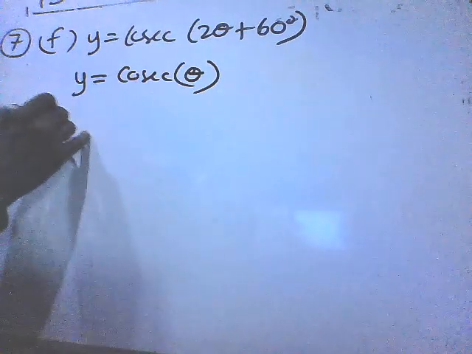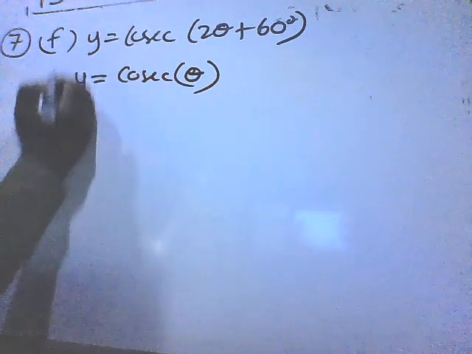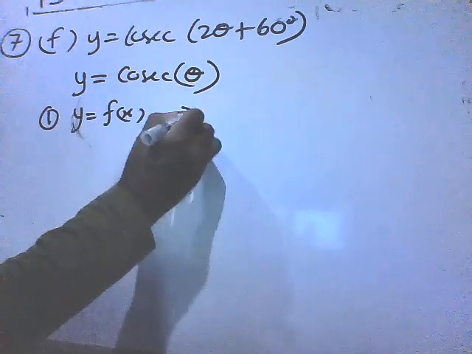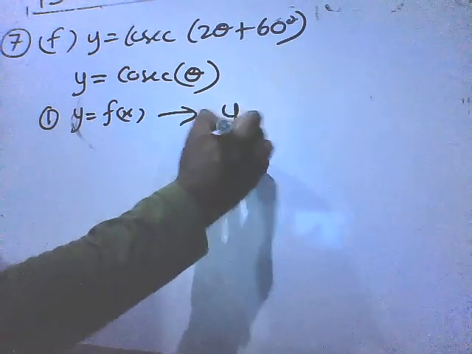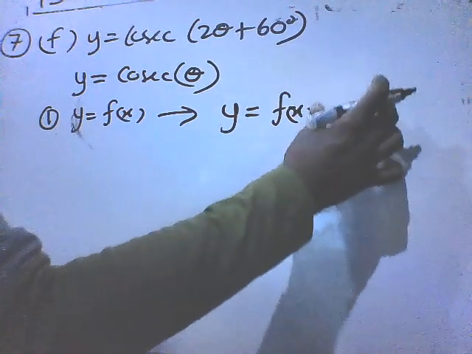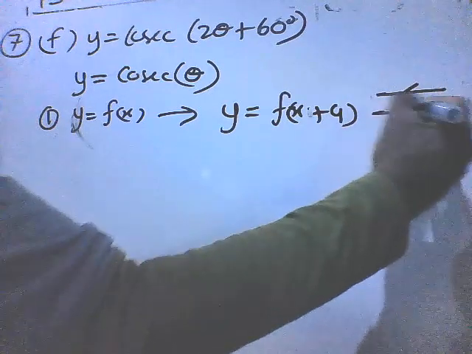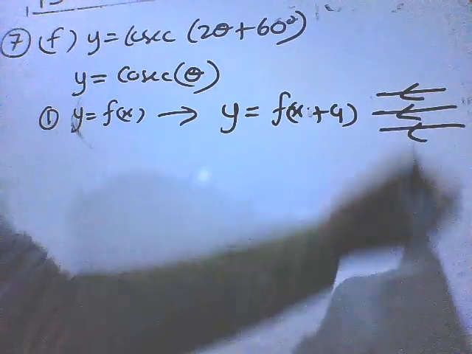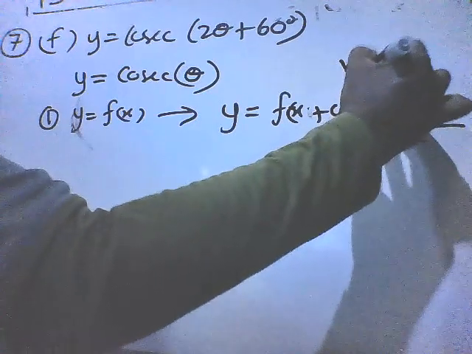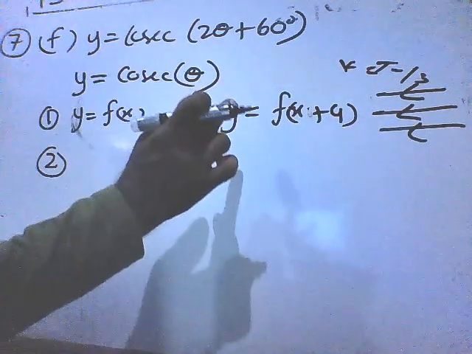First transformation: y equals f(x) becomes y equals f(x plus a). So this is going to be a shift to the left, that is pi over k, which is equal to pi over 3, that is 60 degrees. And for the second transformation, now we got the 60.